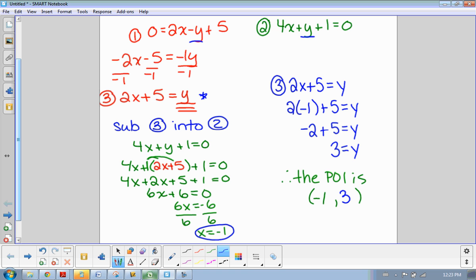If we had more time, we could open up Desmos on a computer and graph the two original lines, just typing them in exactly the way they started, and we should see that they intersect at negative 1, 3.